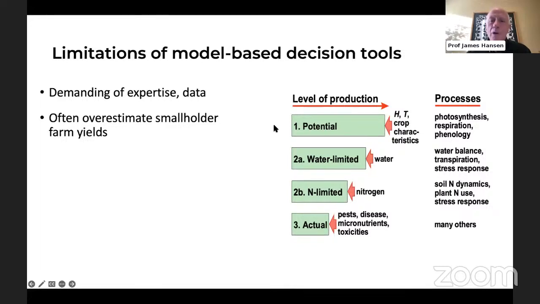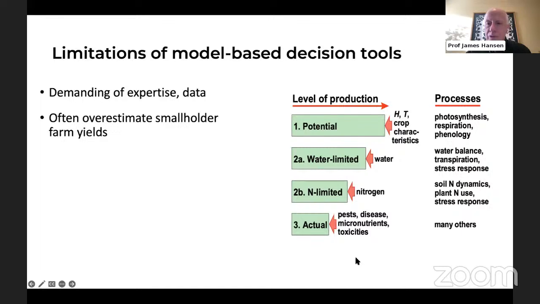Soil water balance models, and then after that nitrogen balance models, and in some cases, models for potassium and phosphorus have been added to the crop models. And this allows them also to come closer to on-farm yields because they can capture the effects of water limitations and soil nitrogen limitations. So the more processes the crop models consider, the closer they come to farmers' actual yields.